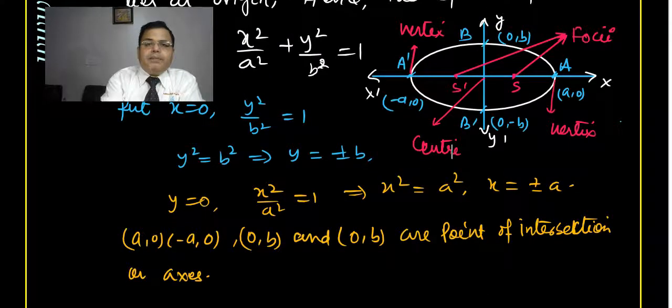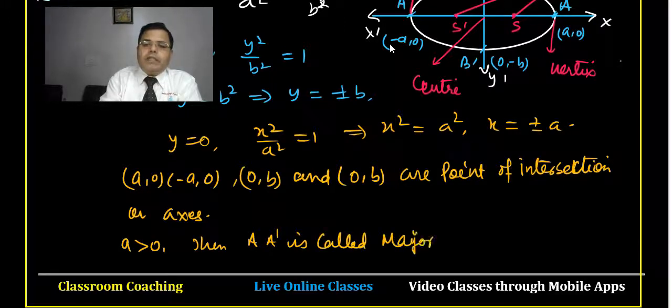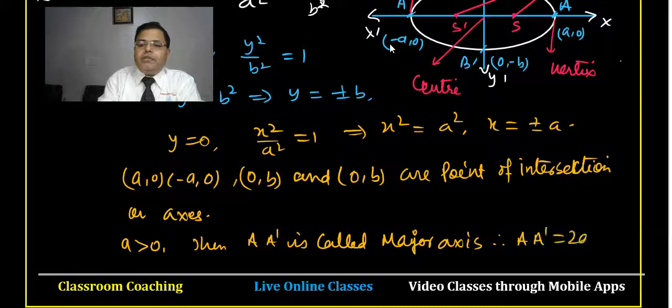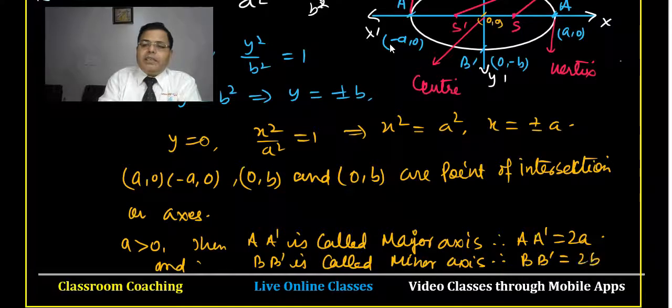Since a is greater than b, in that case, A dash is called the major axis, such that A A dash is equal to 2a. The length of the major axis is 2a, right? And B B dash is called the minor axis, and therefore the length of the minor axis is 2b. So remember these things. I hope you got it right.